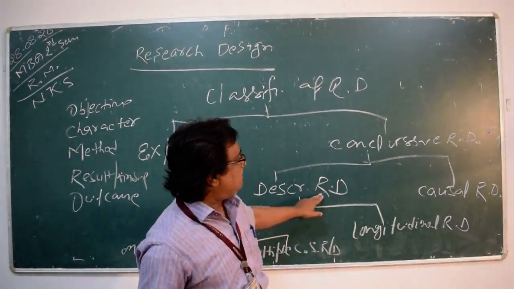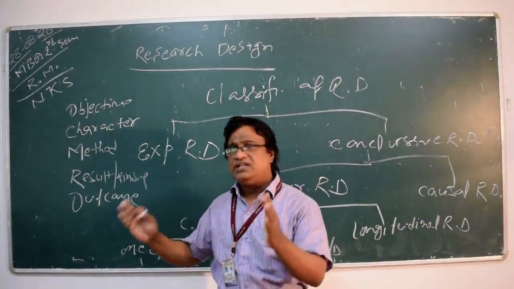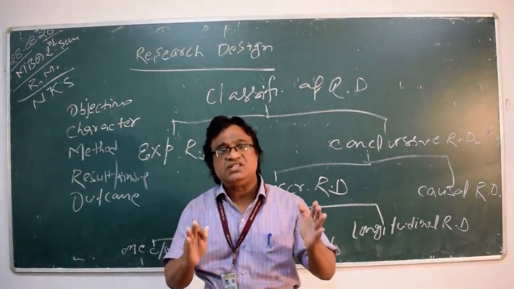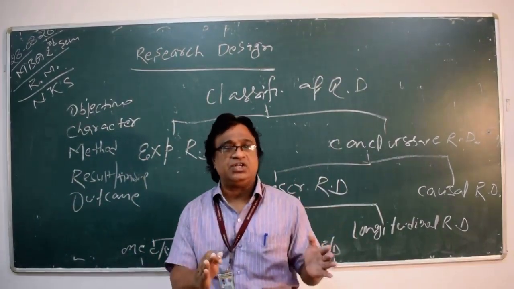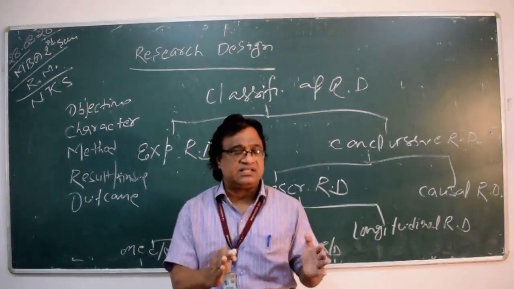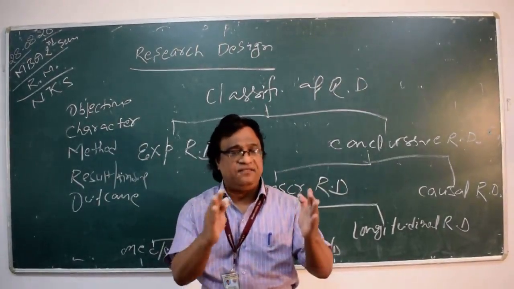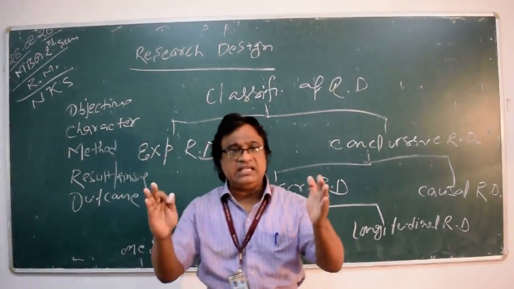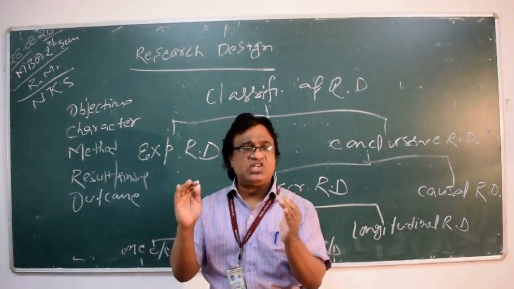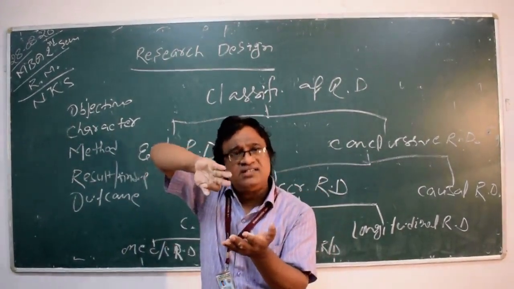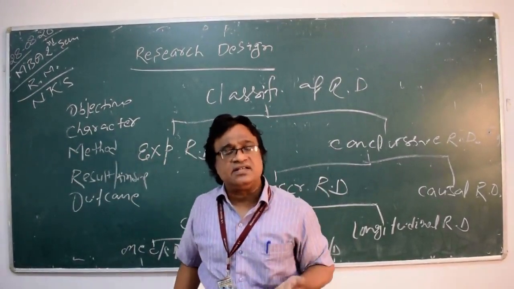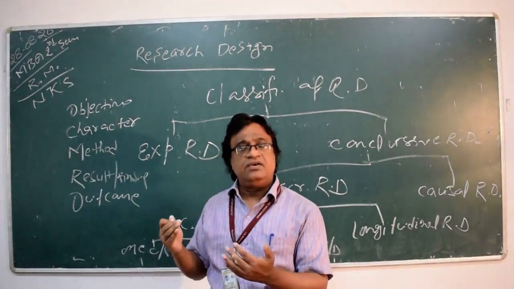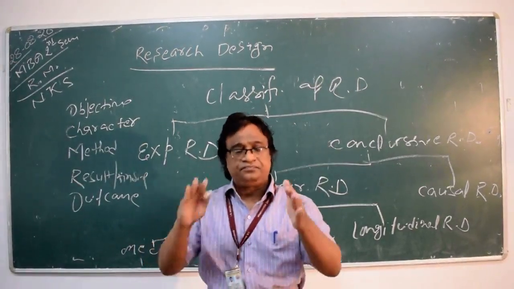That is all about descriptive research. Now come to causal research. Objective: this is the most scientific, valid type of research. Here we try to establish the relationship between cause and effect variable. Character: as I told, this is a kind of establishment of the relationship between cause and effect variable. Now, what is cause? Cause variable is the independent variable, and effect variable is the dependent variable.